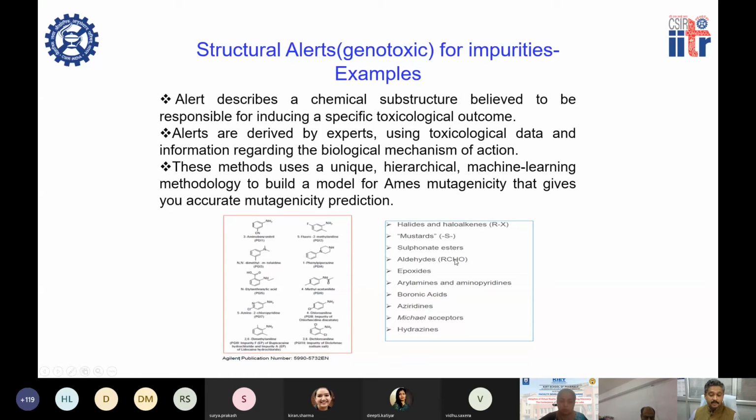This provides a great advantage for us to see whether these kinds of moieties are present in molecules, and to screen them based on earlier observations.